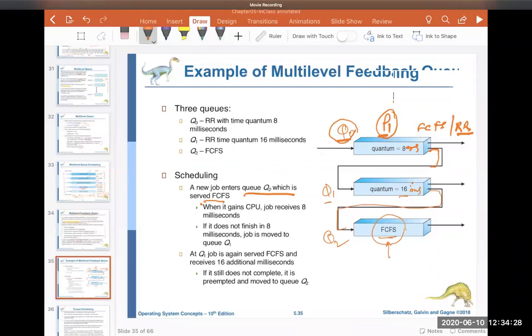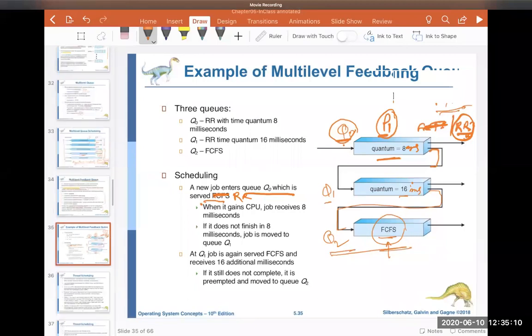So when it enters into Q0, it is RR, because RR is also applied on FIFO, whichever is first coming. So RR is based on FIFO, but time sliced. Then it moves to another queue and is served, again round robin based. And the lowest priority queue is first come first served. Based on that, it will execute the processes.